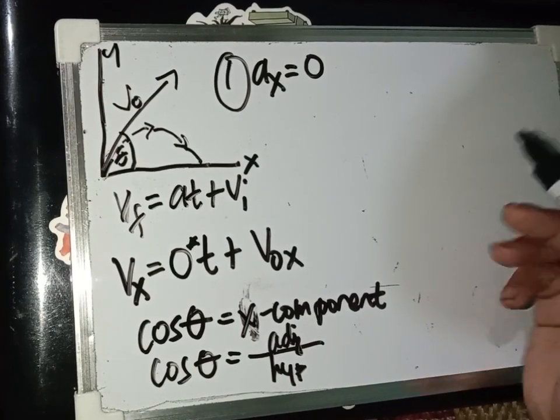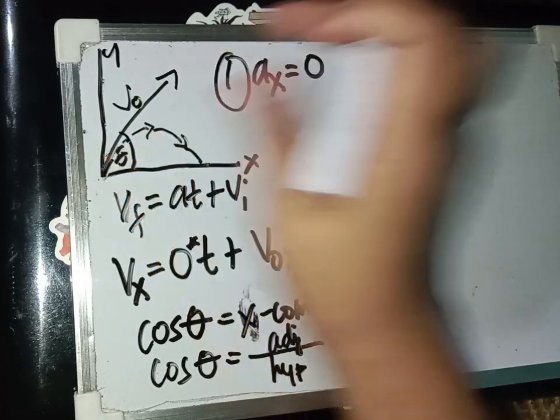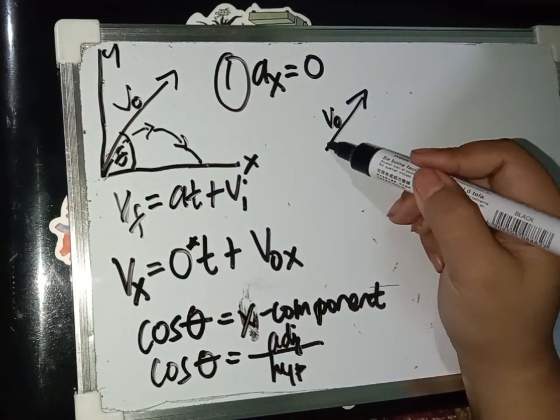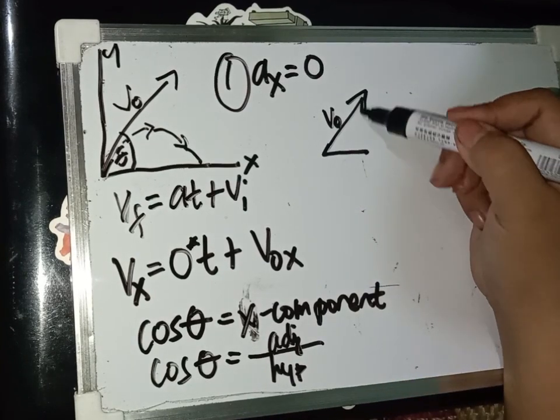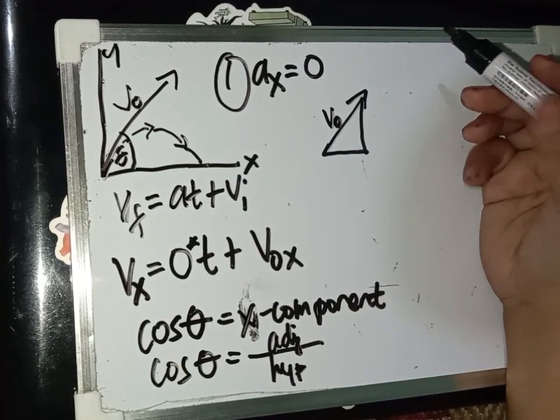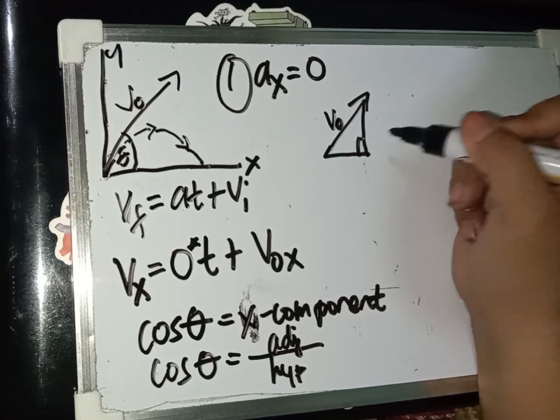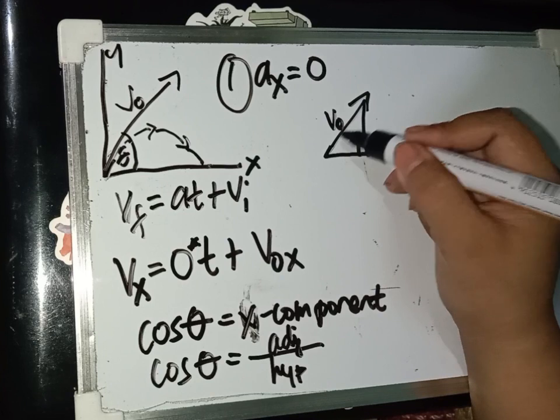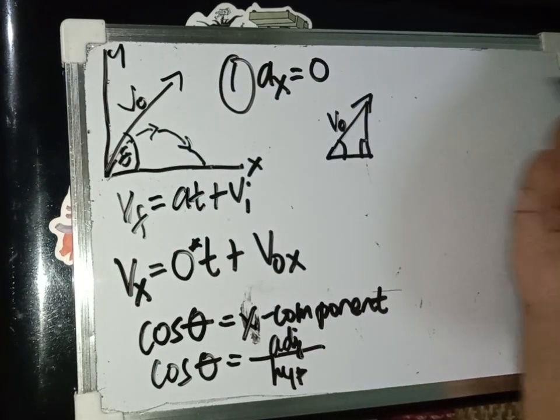And the next thing that we need to do is we have to isolate this diagonal here. Isolating that, you have v naught here. And we have to draw the horizontal component of that and the vertical component. But then you can see that we have here a 90-degree angle. That's a right triangle. And then we will have here the angle theta.